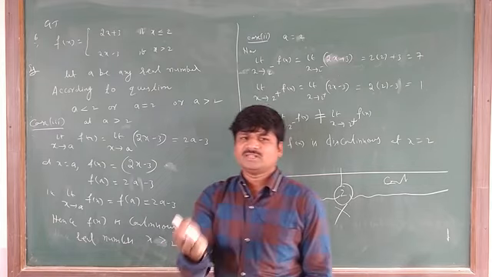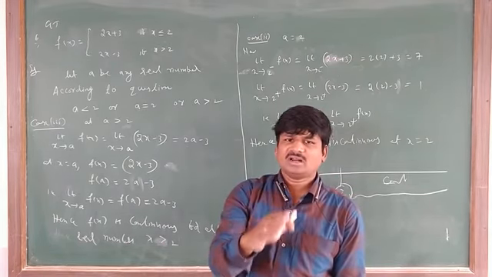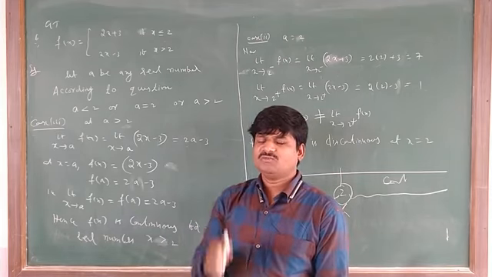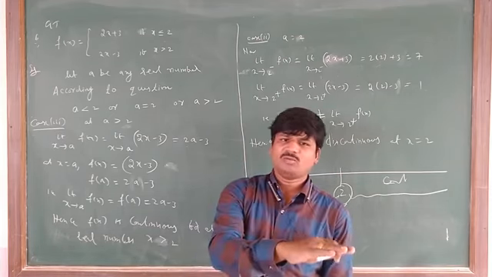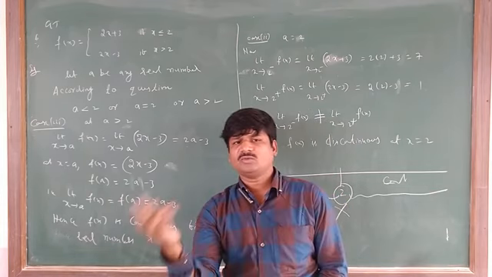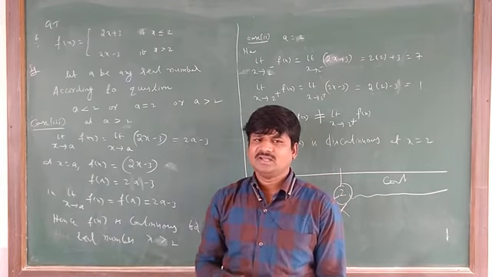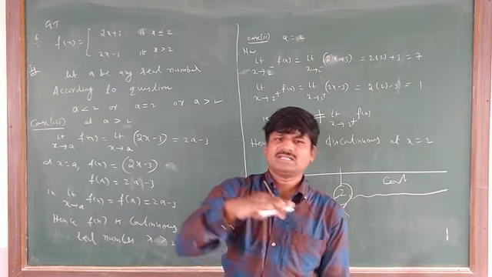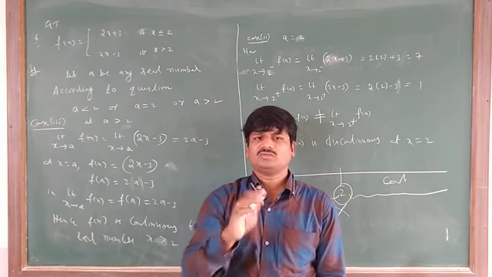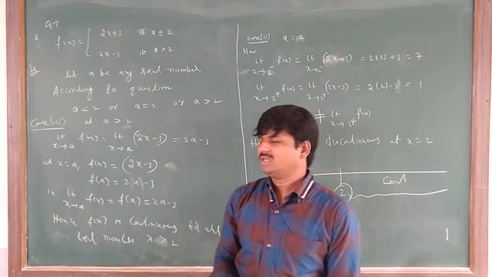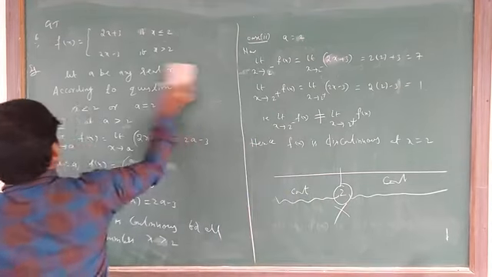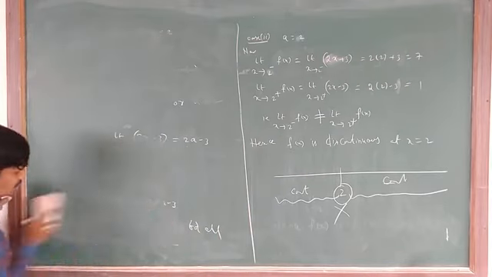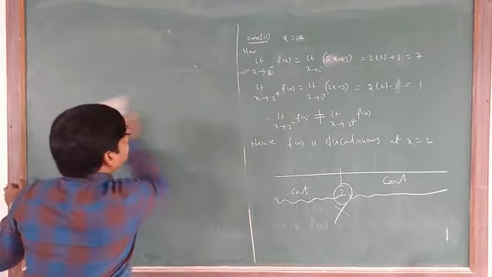Left of 1, right of 1 means for all real numbers left of 1, for all real numbers left of 2, and at x equal to 2 also we have to check. If 1 is given, for all real numbers left of 1 we have to check, for all real numbers right of 1 we have to check, and at 1 also. If 0 is given, for all real numbers left of 0 we have to check, for all real numbers above 0 we have to check, and at 0 also. In this manner we have to check. Remember, we have to solve the questions like this only.